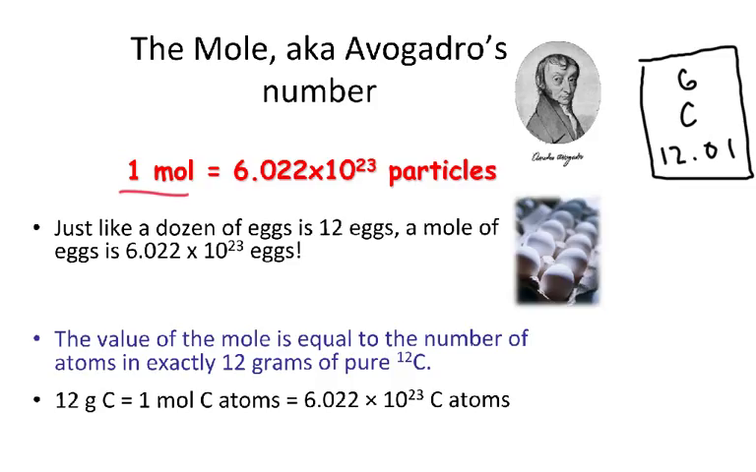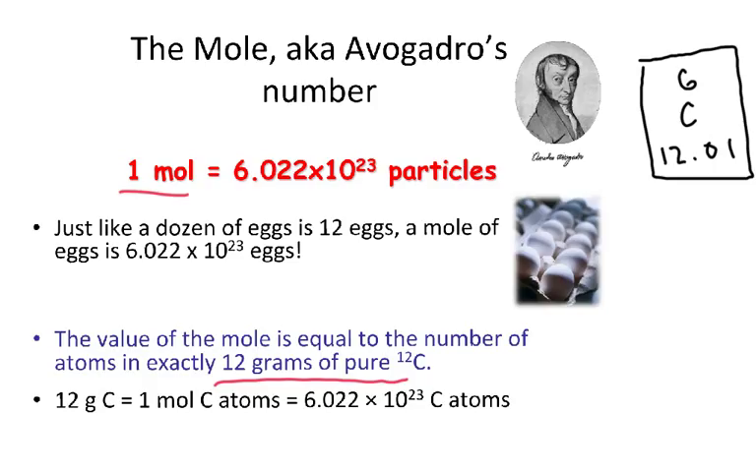We use this number just like we'd use a dozen eggs. So 12 eggs is a dozen eggs. Similarly, a mole is 6.022 times 10 to the 23. Now, we base this idea of the mole off of the number of atoms in exactly 12 grams of pure carbon-12.